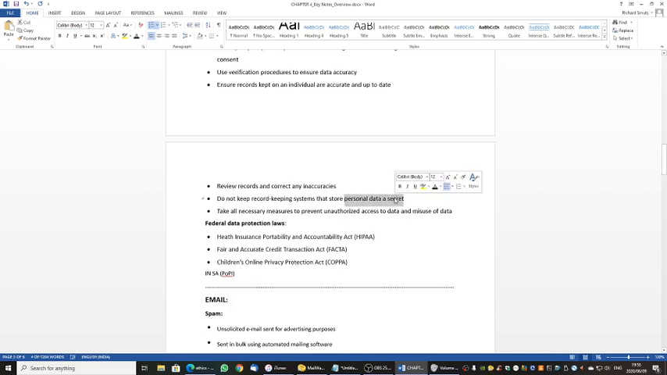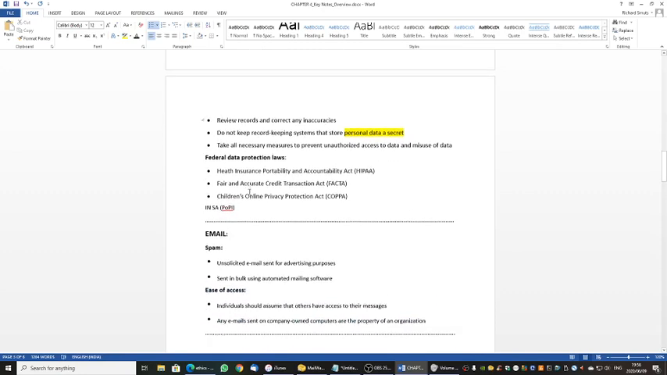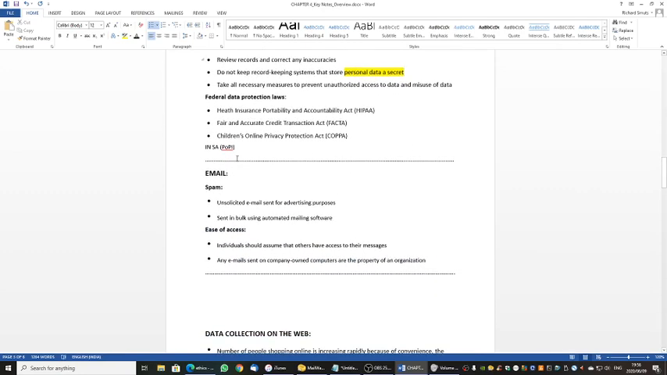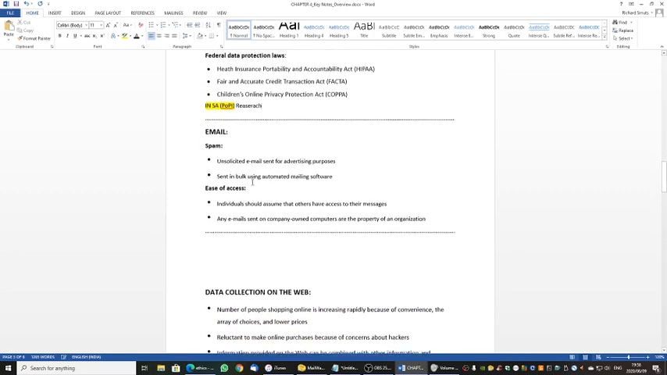In other words, if you are storing personal data about other individuals, you have to disclose that fact to the individual. Federal and data protection laws. The one I've mentioned already is the Protection of Personal Information Act. I would like you to please research that aspect. You go onto Google, type in POPI and have a look at what they talk about.